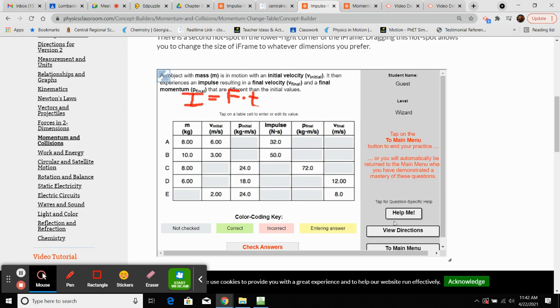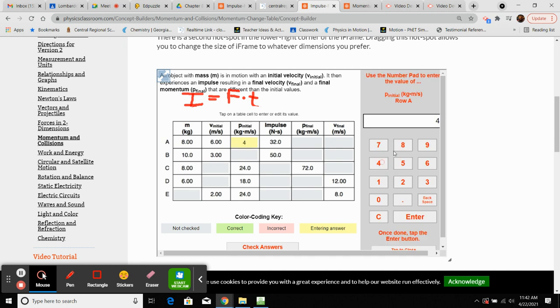Okay, so, all right. You have mass. The mass isn't going to change, but your velocities will, which means your momentums will. So what is my initial momentum? 8 times 6 is how much? Okay, 48. Good. Now, if I have an impulse of 32, what does my change in momentum have to be? 32. Bet.